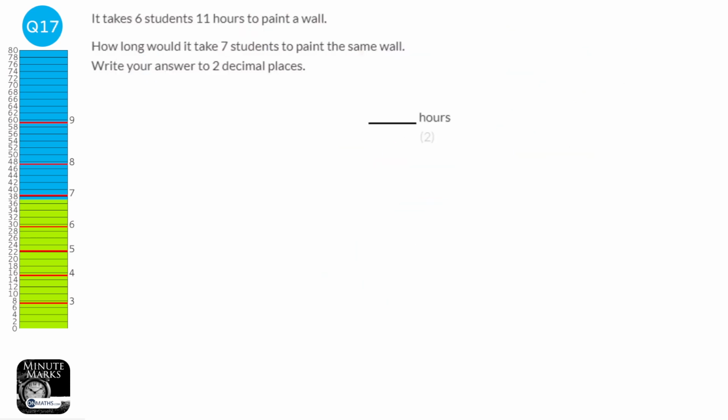To be able to work out this question, we need to work out the amount of student hours required to paint the wall. And to work that out, we've got 6 students and it takes them 11 hours.